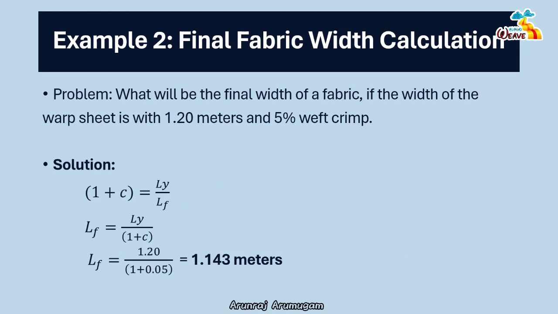In our second example, we calculate the final width of a fabric. If the initial warp sheet width is 1.20 meters and the weft crimp is 5%, we express this crimp as a decimal, 0.05. Using the formula, we find the final fabric width equals 1.143 meters.